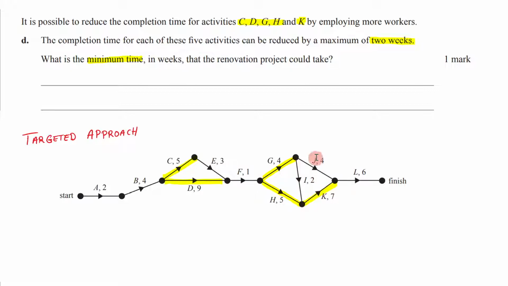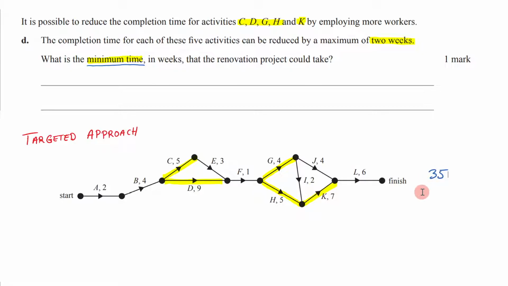And we're told that we can reduce them by a maximum of 2 weeks, and then we need to find the minimum time it will take to complete the entire project. Well, if we need to find the minimum time it takes to complete the entire project, it would probably be good to remind ourselves what the original minimum completion time was, which we found to be 35 in the previous questions. So we know that the minimum completion time before any reductions have taken place is 35.